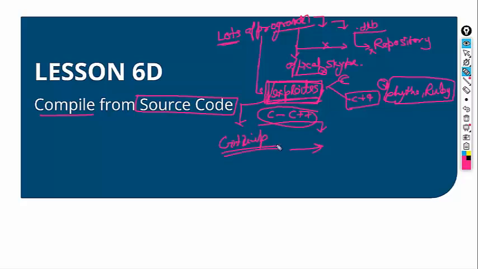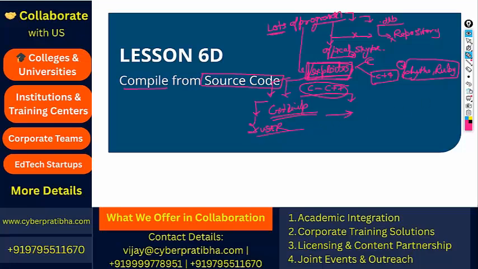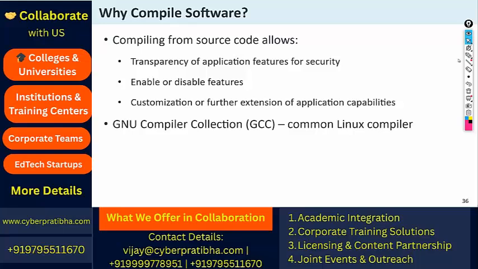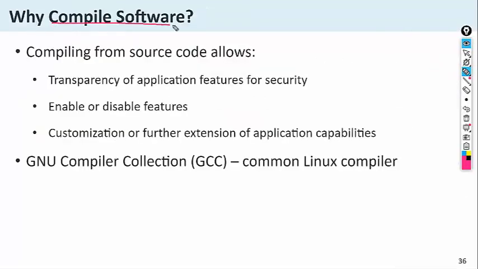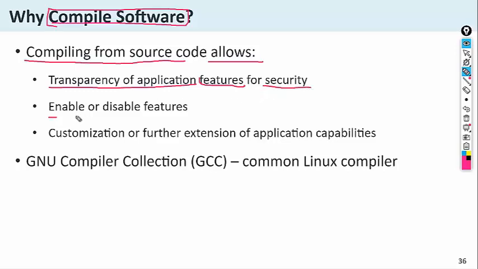Already you know about this, guys. So you will have to download the source code, then compile it and you can use it. So how you can do it, I will show you. So what is compiling software and why do we need to compile the software? Compiling from source code allows transparency of the application, and security features exist for that purpose. You can enable or disable features at the time of compilation, and you can customize any further extension of the application and its capabilities.